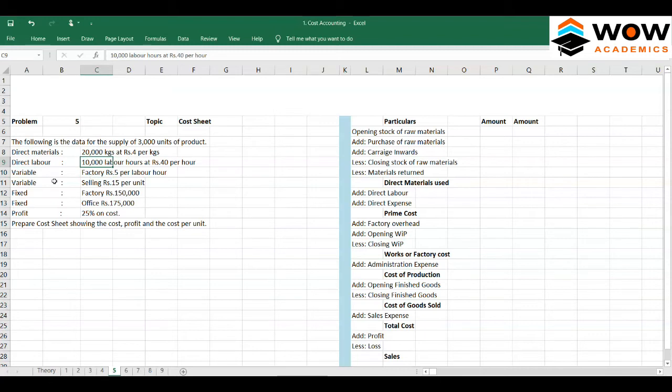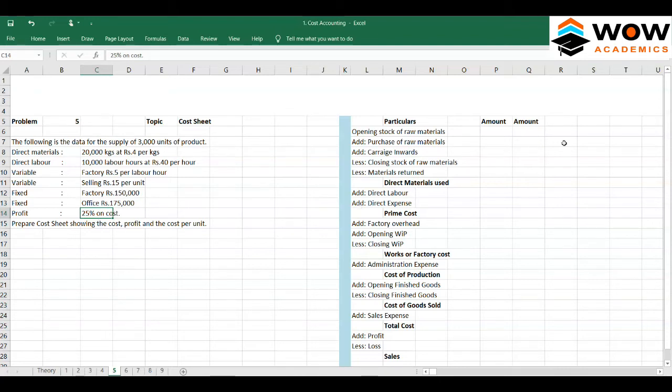Okay, variable is again selling cost per unit should be 15 per unit. Fixed cost is again 1,50,000 for factory. For office it is 1,75,000, and profit, okay, on cost is 25%. So again, this is a simple kind of logic. They also want the cost per unit.